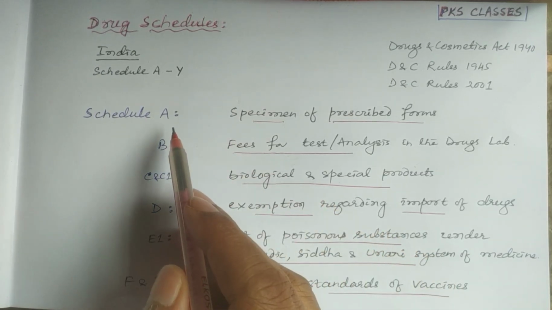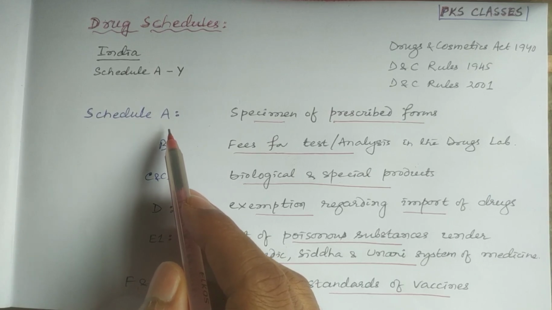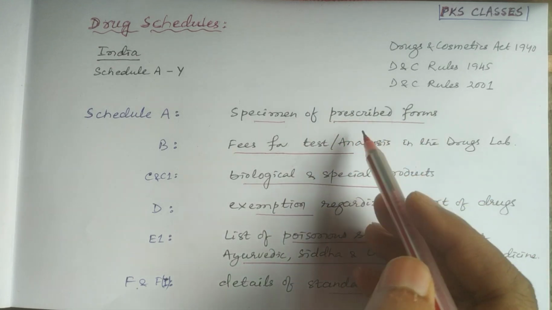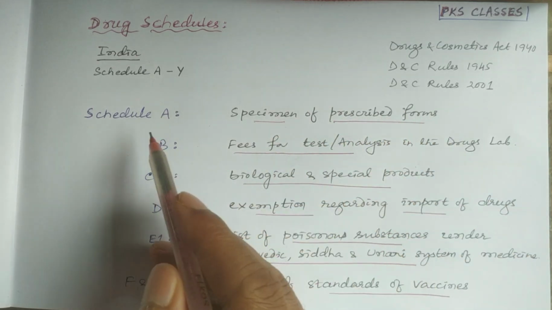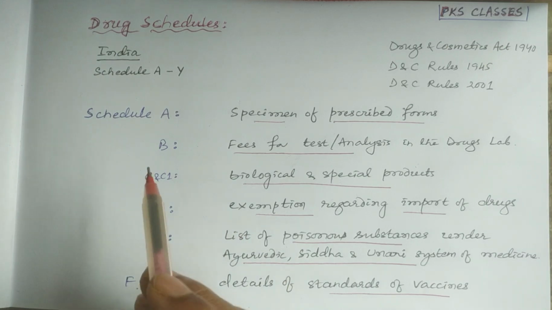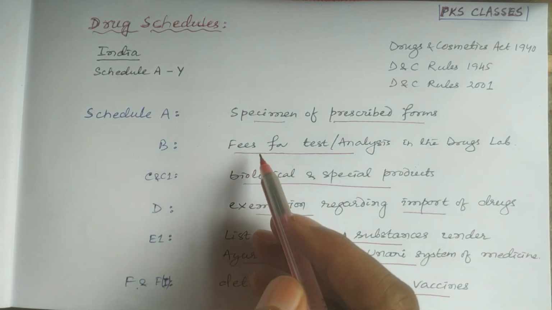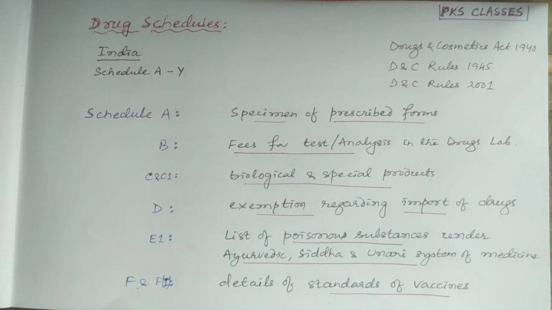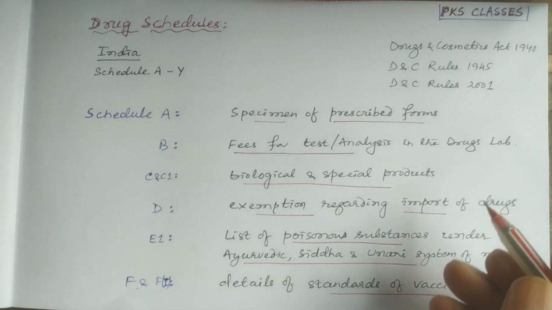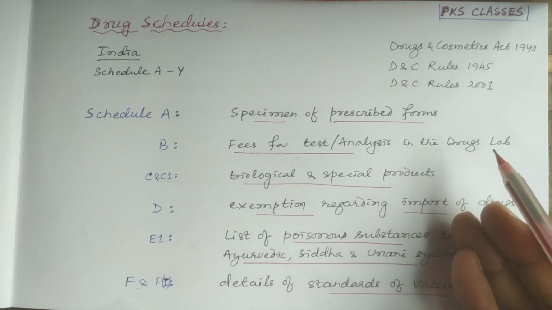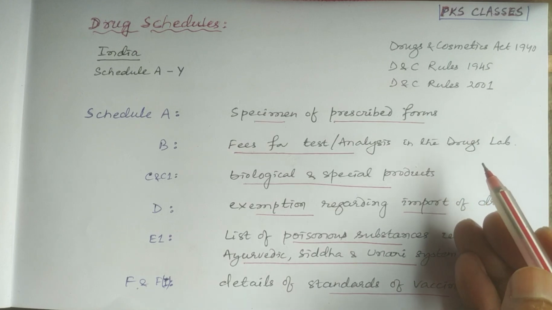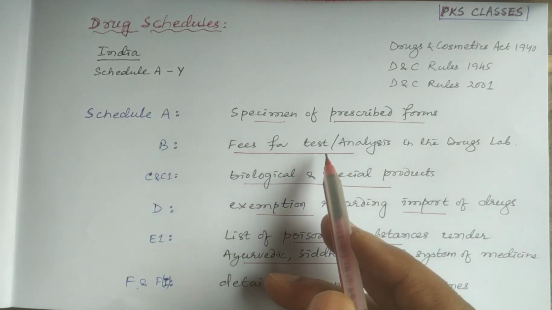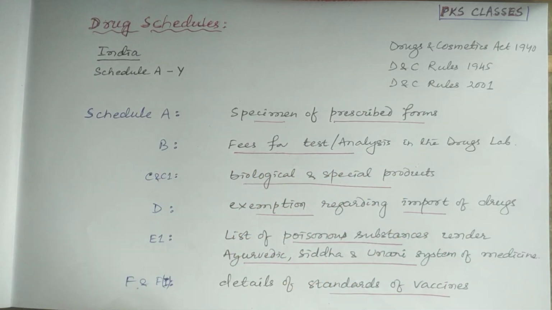First, Schedule A. Schedule A gives the specimens of prescribed forms, all the available prescribed forms. Specimen is given in Schedule A. Schedule B states the fees for test or analysis in the drug laboratories like Central Drugs Laboratory or the State Drugs Laboratory or to the government analyst. The fees to be paid for each test or analysis is given in Schedule B.